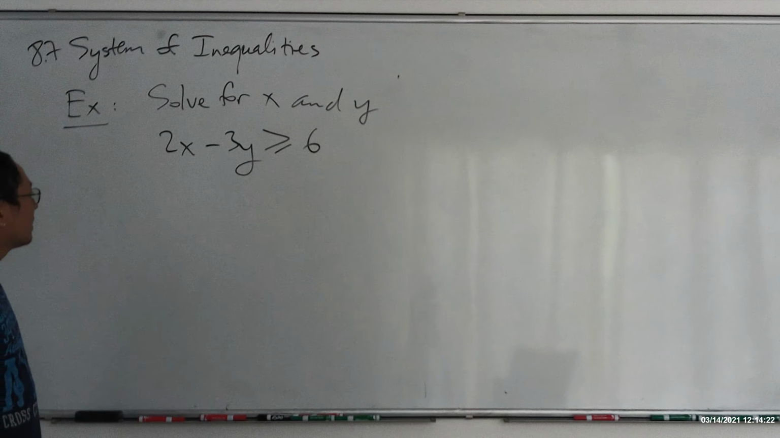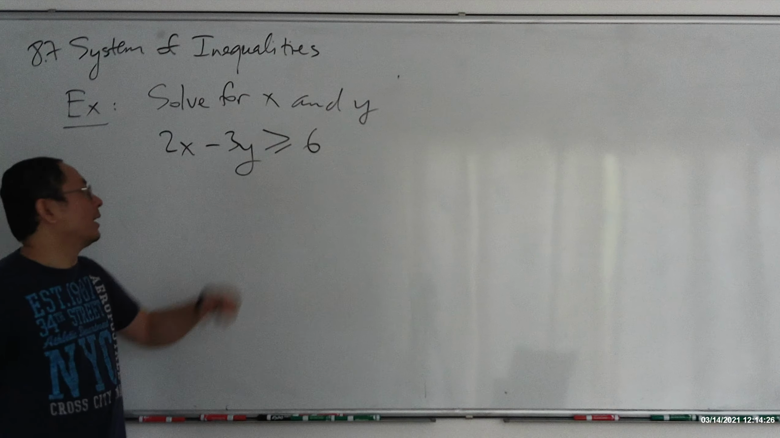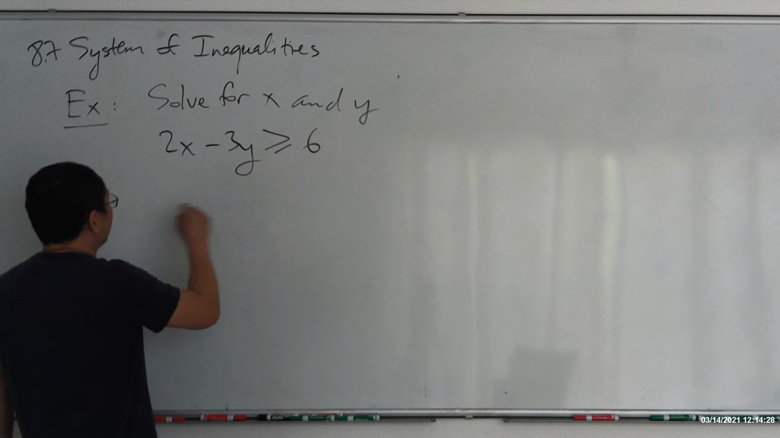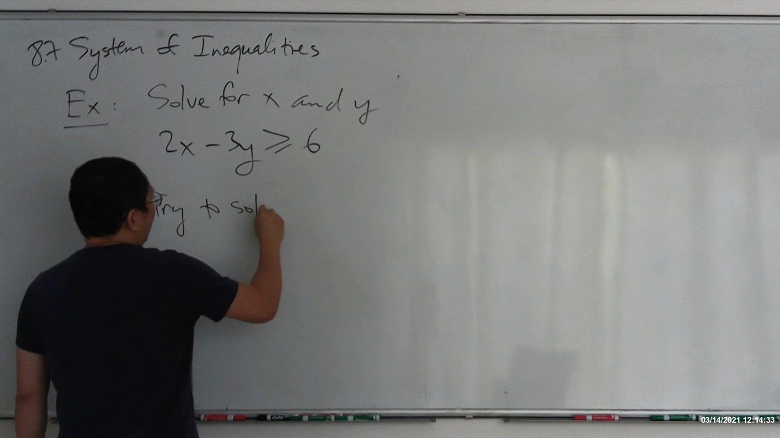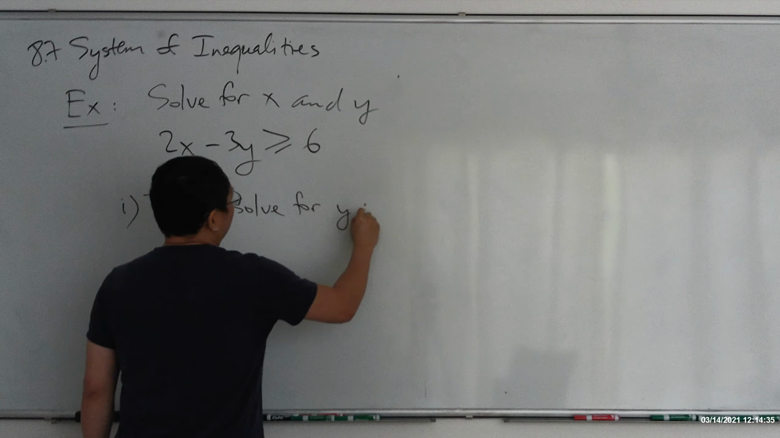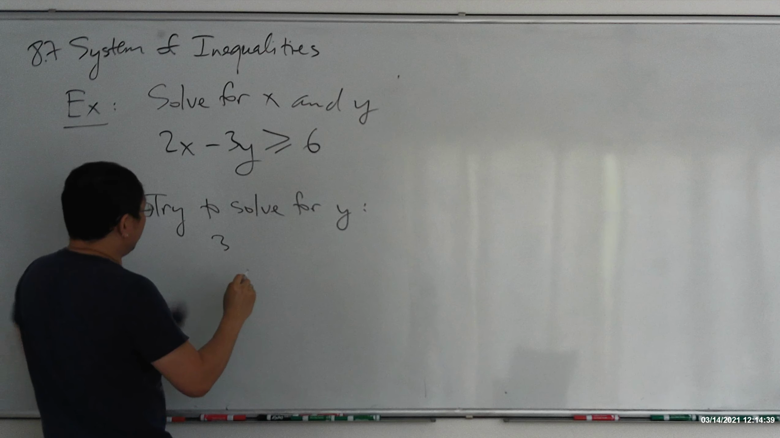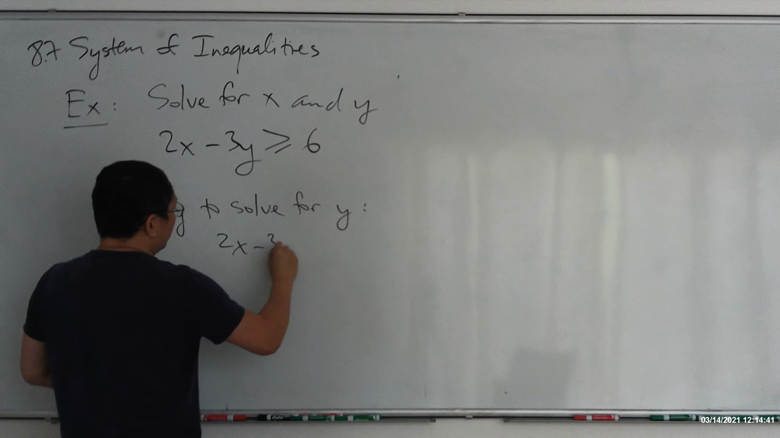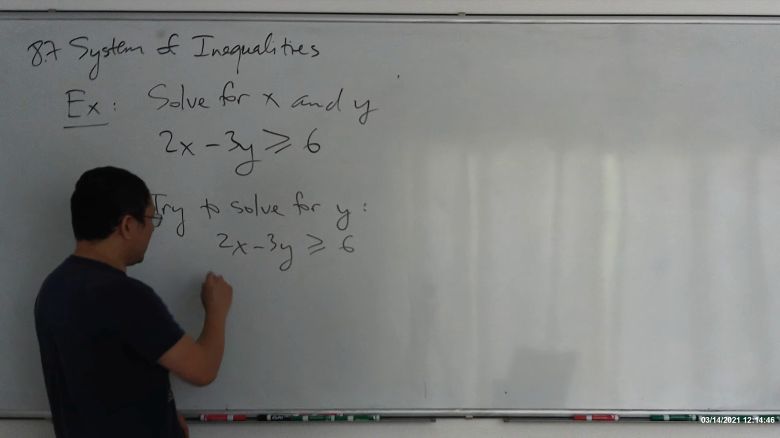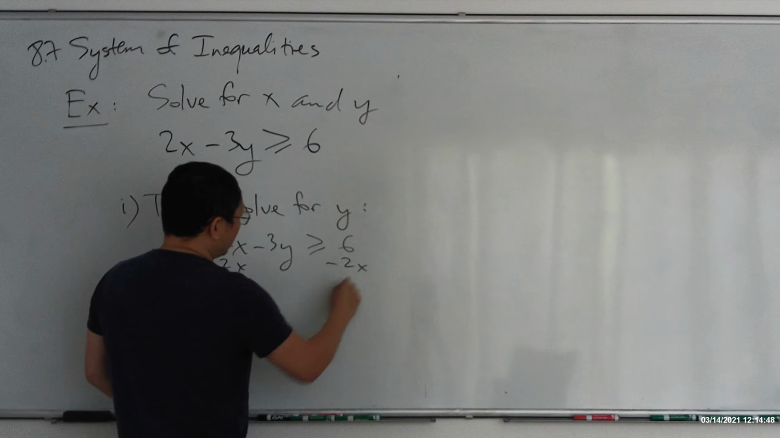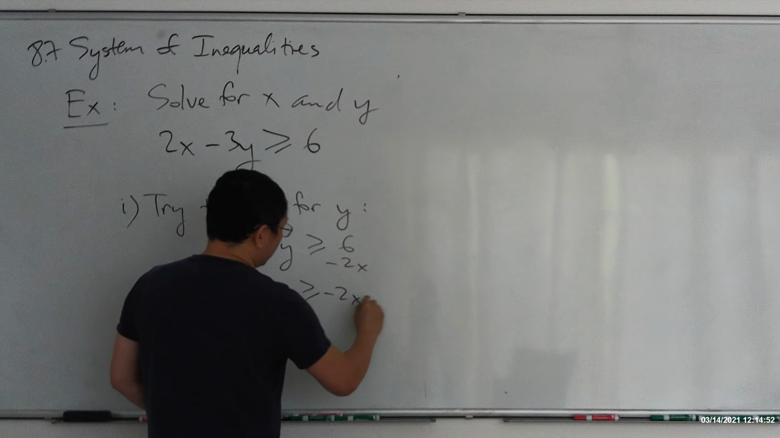All right? So here is how we tackle this problem. The first step: try to solve for y, of course in terms of x. So I got 2x minus 3y is greater than or equal to 6. We're going to subtract 2x on both sides. We have negative 3y greater than or equal to negative 2x plus 6.